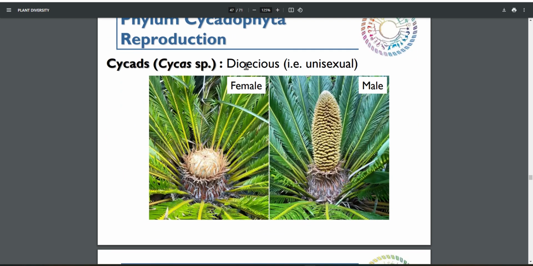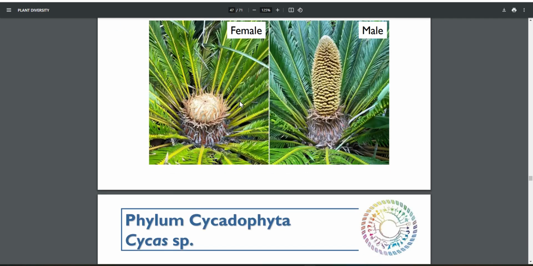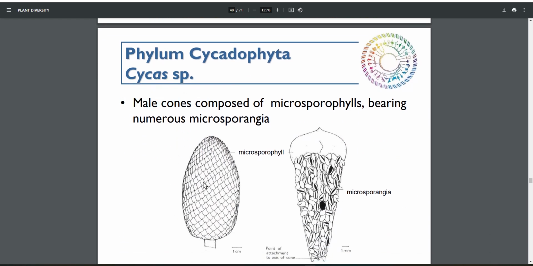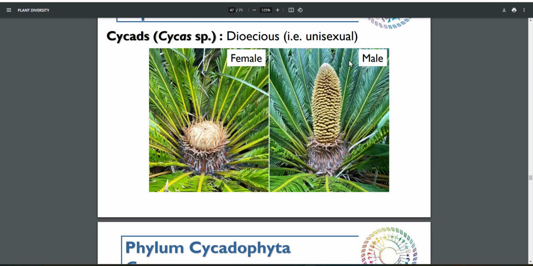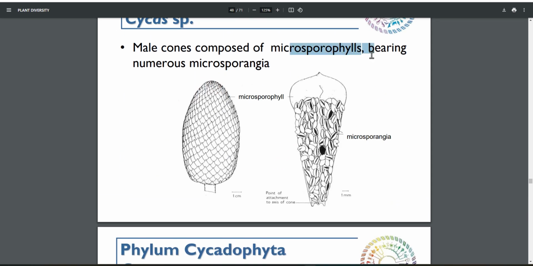Now, for cycads, again, they are unisexual like ginkgo, and the females have a much smaller structure than the male. The male, this part is just called a cone. There's no name for this for the female, at least not mentioned here. Anyways, the male cone is composed of microsporophylls. Each of these scales is a microsporophyll, and they bear numerous sporangia. If you pick one off, you can see a lot of sporangia at the base of it.